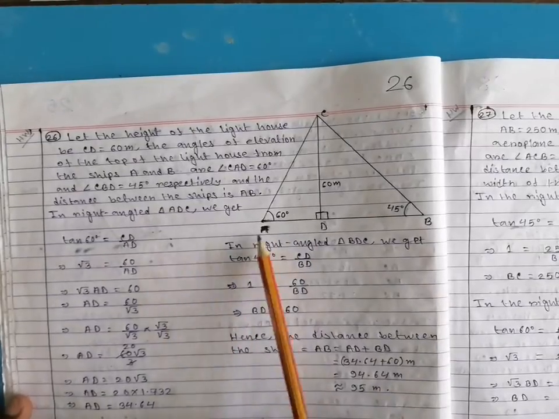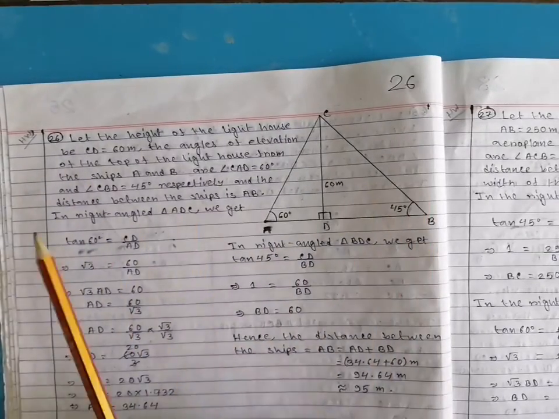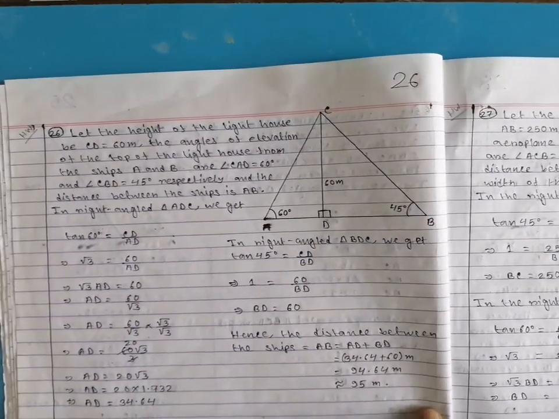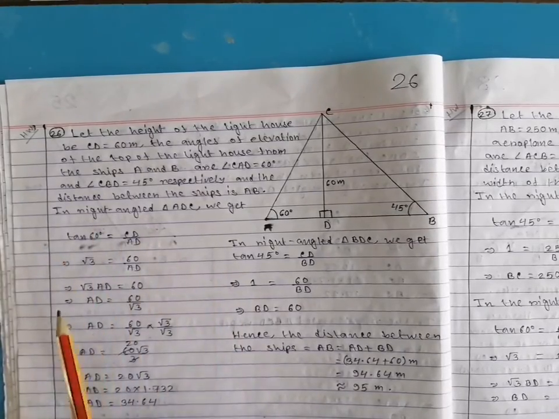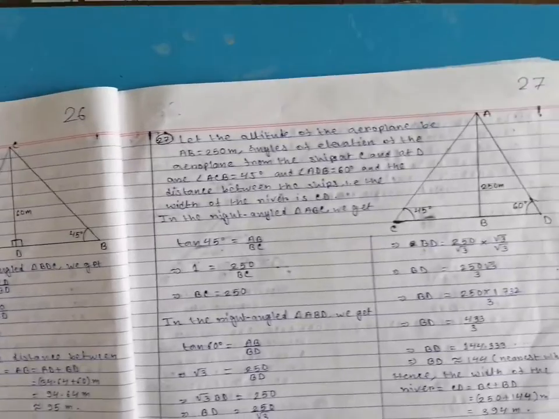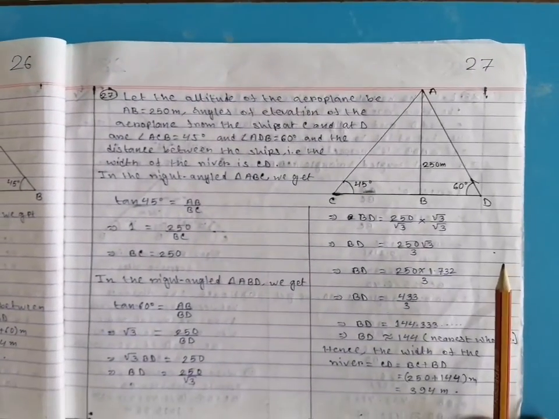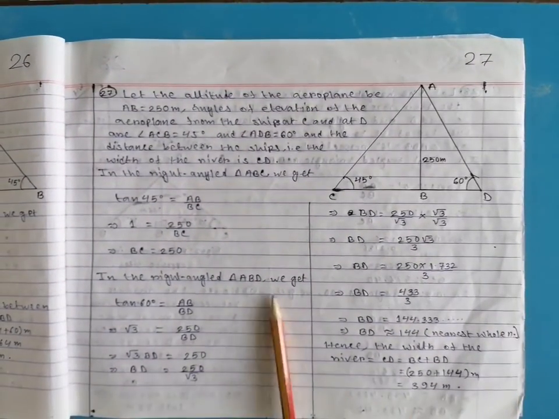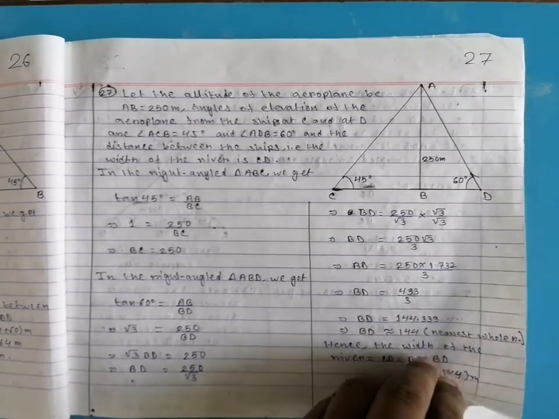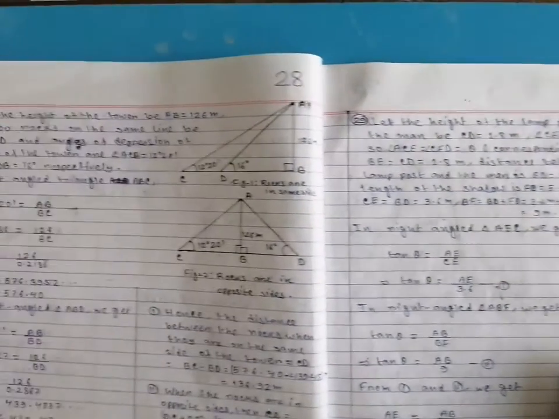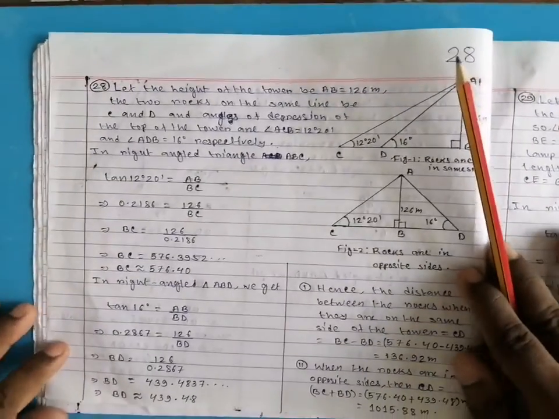Question number 26 is just the same as question number 24. Okay, read the question and try to do it by yourself. Same problem, just like question number 24. Question number 27 is also just like question number 24. Okay, so solve by yourself. Now come to question number 28.